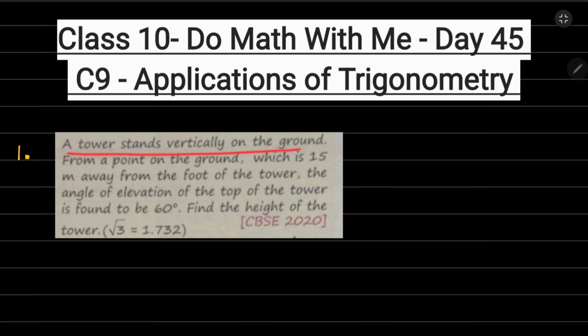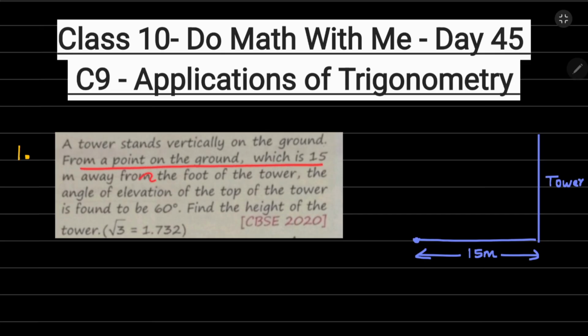A tower stands vertically on the ground. So let me draw a tower. Okay, so this is the tower, for example. From a point on the ground, so let this be a point on the ground. This is the first line which I drew: a tower stands vertically on the ground. Okay, so this is the tower. Now from a point on the ground which is 15 meters away from the foot of the tower. So what is the distance here? 15 meters.